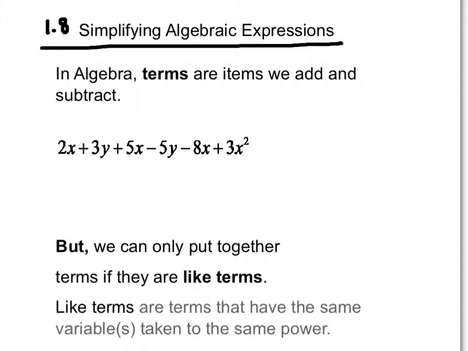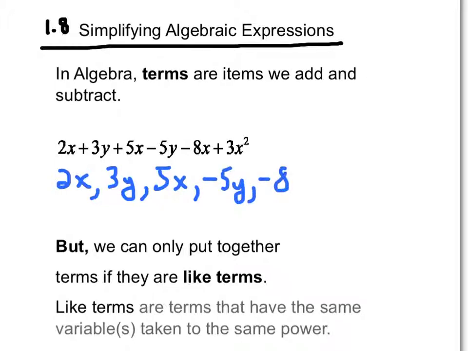What we want to really consider today is that there are items in an algebraic expression that can sometimes be put together, and the items that we can actually put together are called like terms. Just to review, terms themselves are the items we add and subtract. So in this particular expression, the terms are 2x, 3y, 5x, and anytime there's subtraction for a term, we're going to consider that to be a negative term. So we're going to call that term negative 8x, and 3x squared.